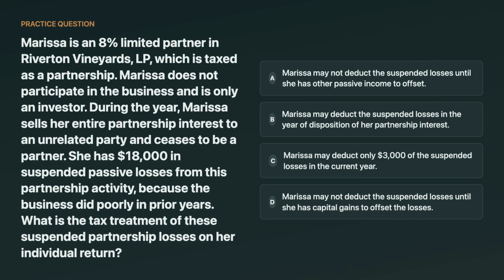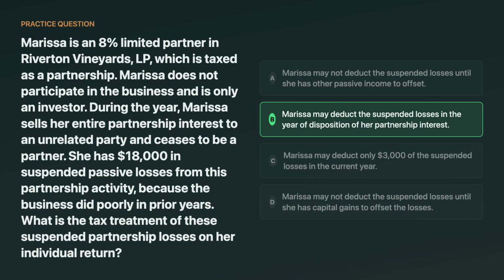Marissa is an 8% limited partner in a vineyard partnership. She doesn't participate at all. She's only an investor. She sells her entire partnership interest to an unrelated party and stops being a partner. She has $18,000 of suspended passive losses from this activity. What happens to those suspended losses on her individual return? Are they still suspended, deductible now, limited to $3,000, or only usable against capital gains? Think about it.